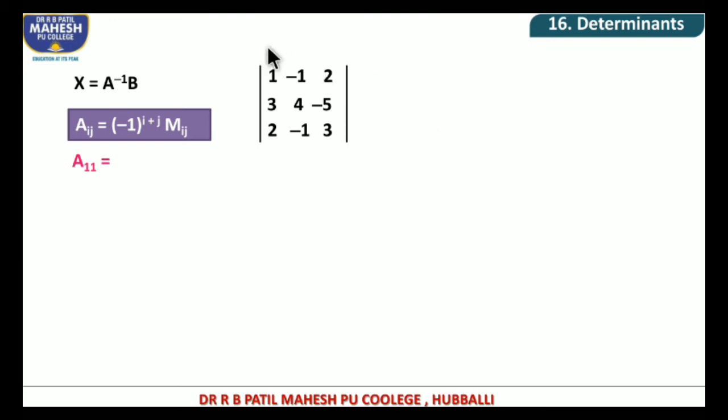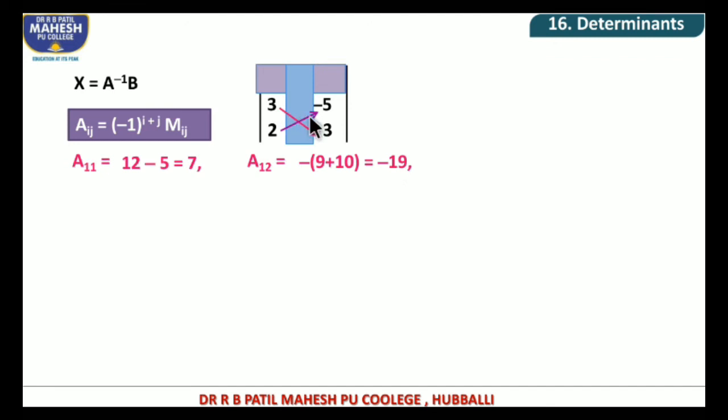Again we have the signs plus minus plus, minus plus minus, and plus minus plus. Therefore, for A11 we have the sign plus only. Therefore, we have 4 into 3 is 12, minus 5 is equal to 7. For A12 we have the sign minus already. That is the determinant value is 9 plus 10, which is equal to minus 19.